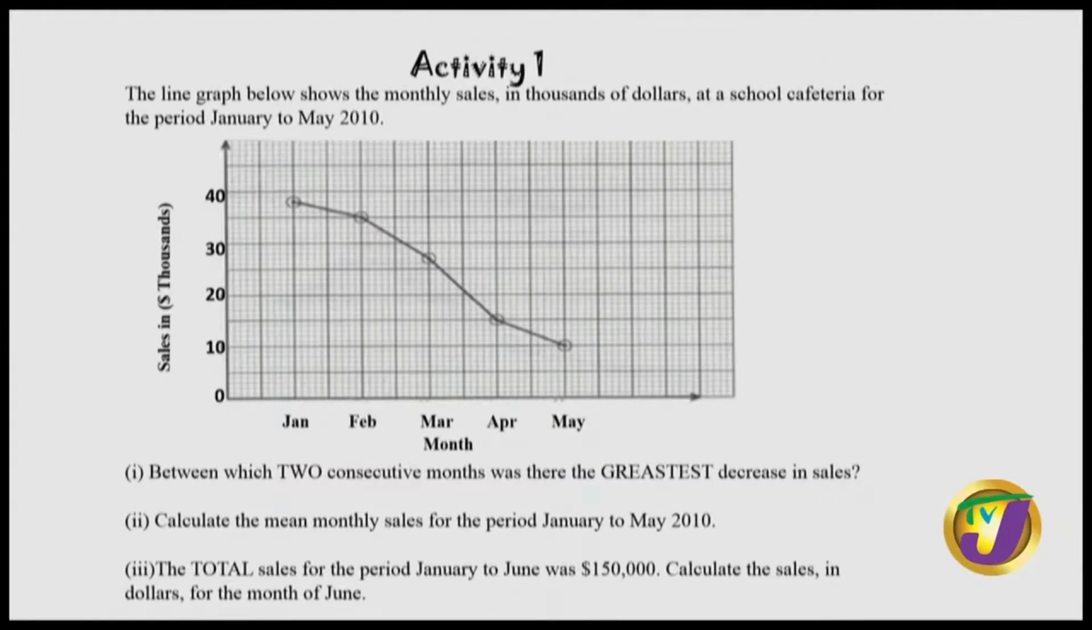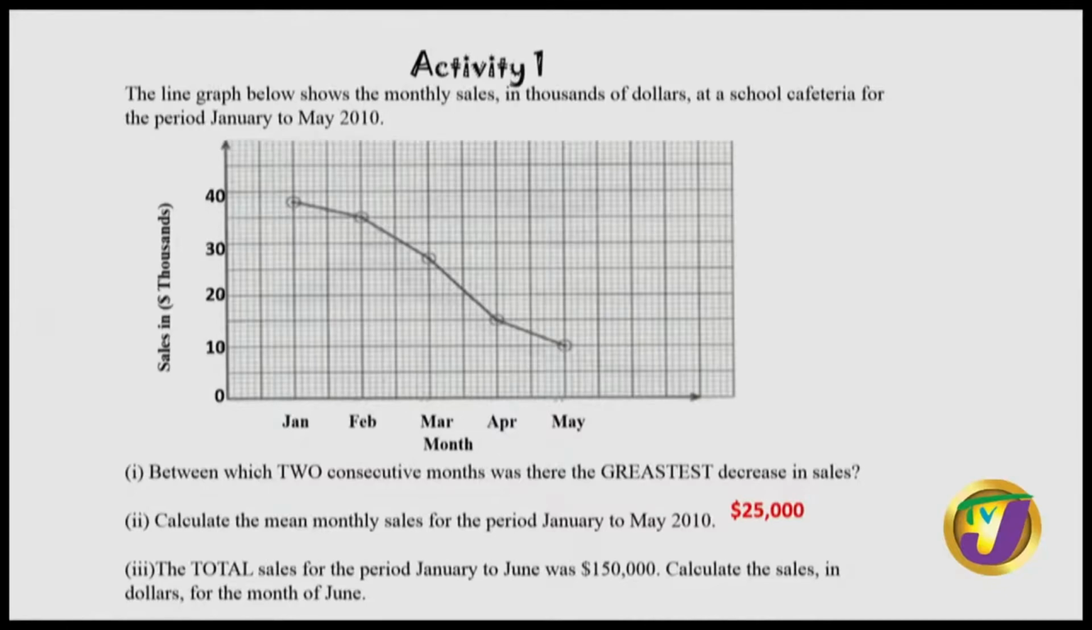$125,000 in sales. And this was over how many months? 1, 2, 3, 4, 5 months. So it was over 5 months. So we're going to divide 125,000 by 5. And our result will be? 25,000. So the mean sales from January to May 2010 was $25,000.